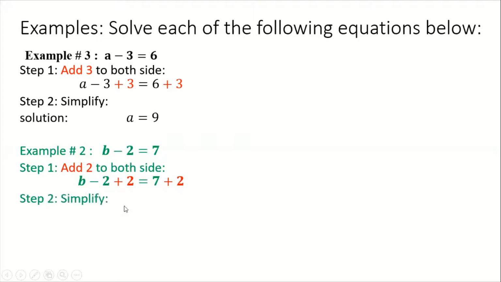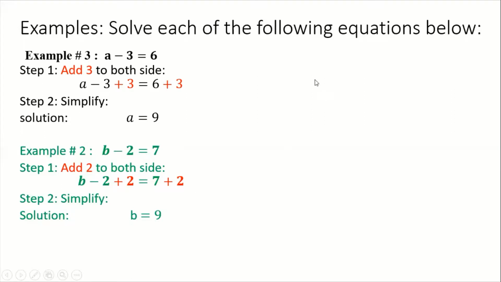At this stage, we are going to simplify. Note that minus 2 plus 2 is 0, so 0 plus b will give us b. And 7 plus 2 will give us 9. So therefore, we know that b is equal to 9. If we do a quick check, if we replace b in the original problem with 9, then 9 minus 2 is 7. So therefore, our solution is correct.